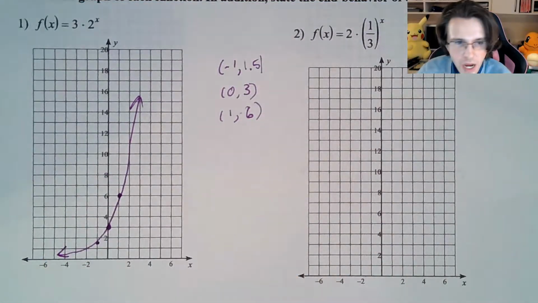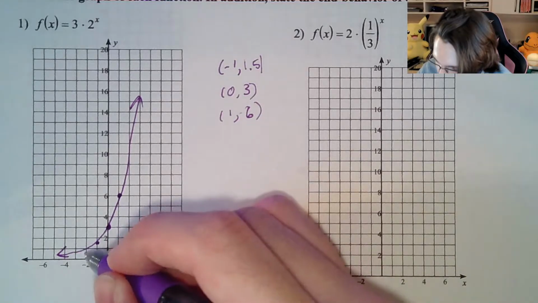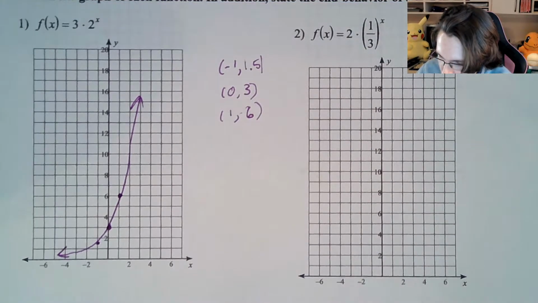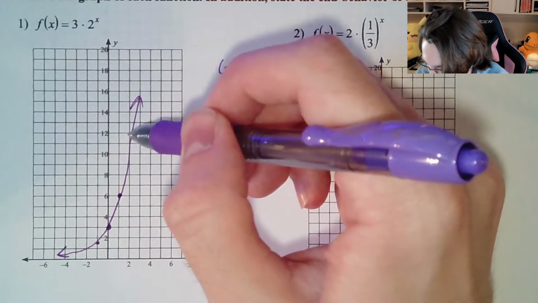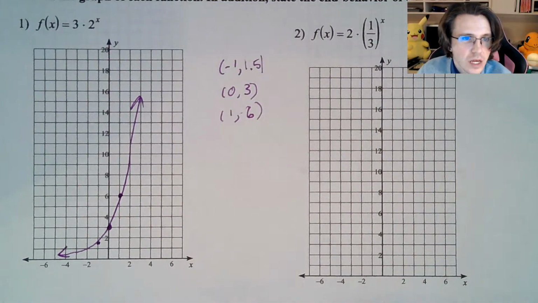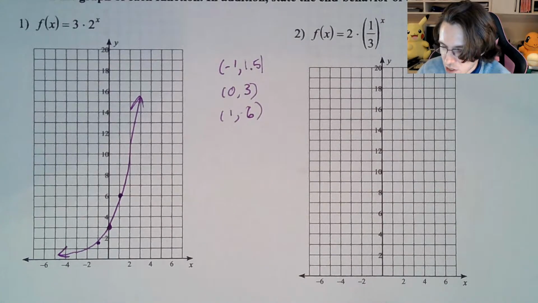Now, if you wanted some more accurate coordinates, you definitely could. You could do things like plug in -2. If you plugged in -2, you'd get like 3/4, and it turns out it's a little bit down there. And if you plugged in 2 exactly, it turns out you get 12. So I'm a little bit off there. But this is just a quick little sketch, and that's good enough.